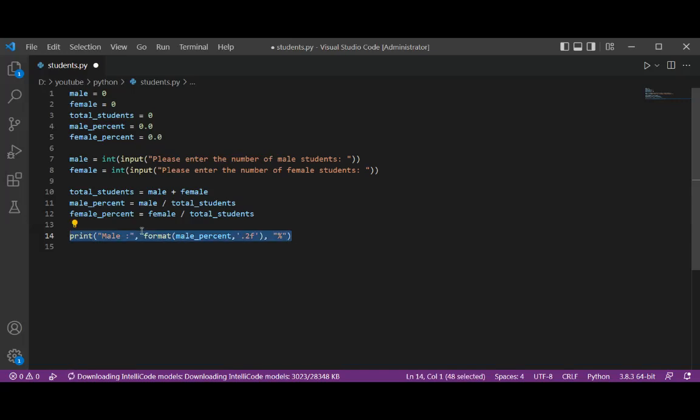And the same way we are going to print the percentage of female students. Just gonna copy it and modify it. This will be female format.